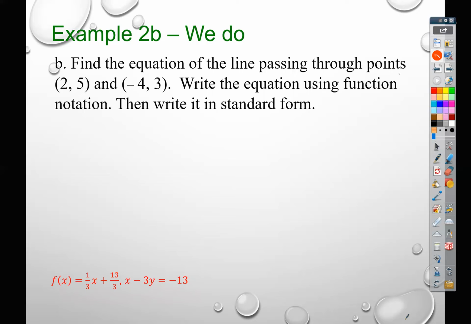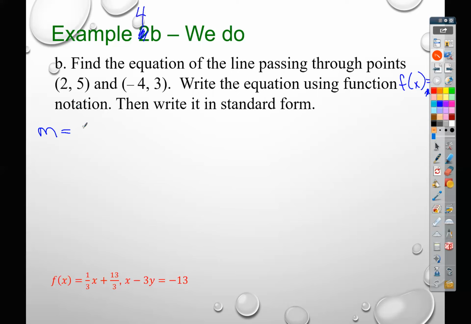So function notation, remember, is just f of x. Okay, so instead of saying y equals, we're going to say f of x equals. That's all that function notation means. All right, so find the line passing through these points. So we're going to use our slope first. So I'm going to say, this is supposed to be example 4b also.